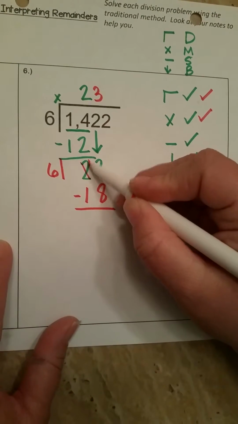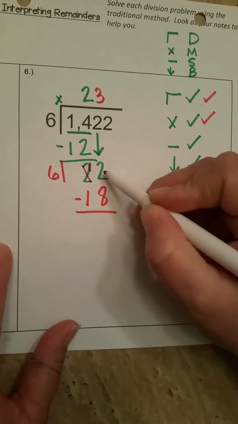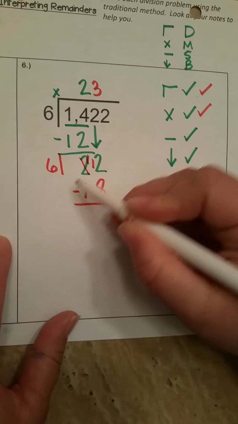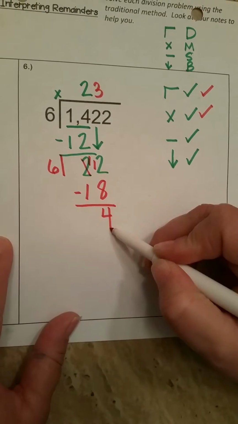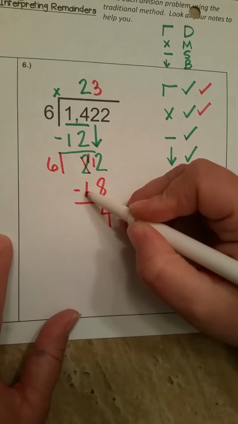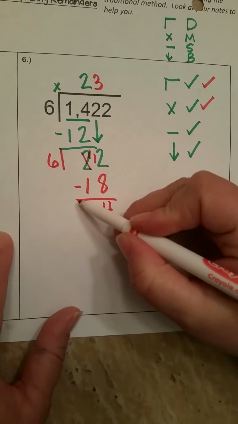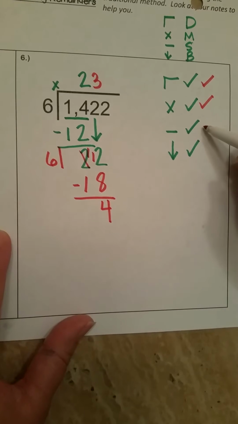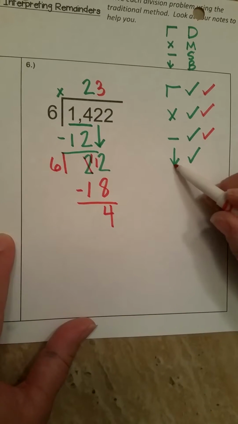I have to regroup here because I cannot take 8 from 2, so I have to regroup. That becomes a 1. This becomes 12. 12 minus 8 is 4. 1 minus 1 is 0. I don't need to write that 0 down. And now I have subtracted. My next step is to bring down.